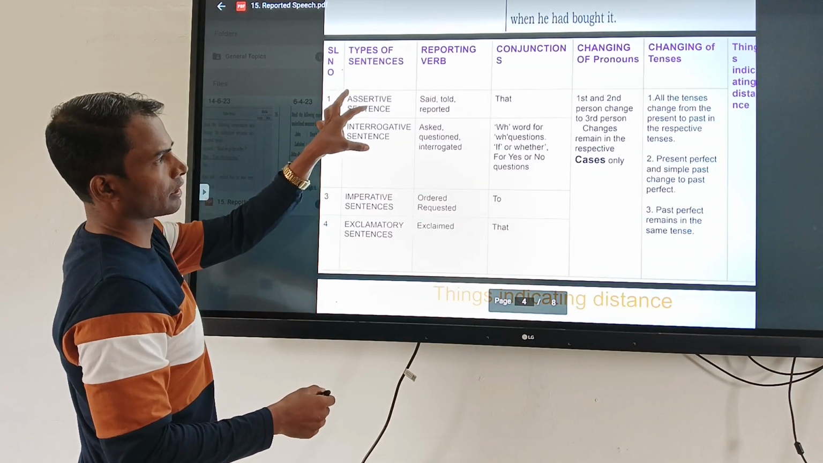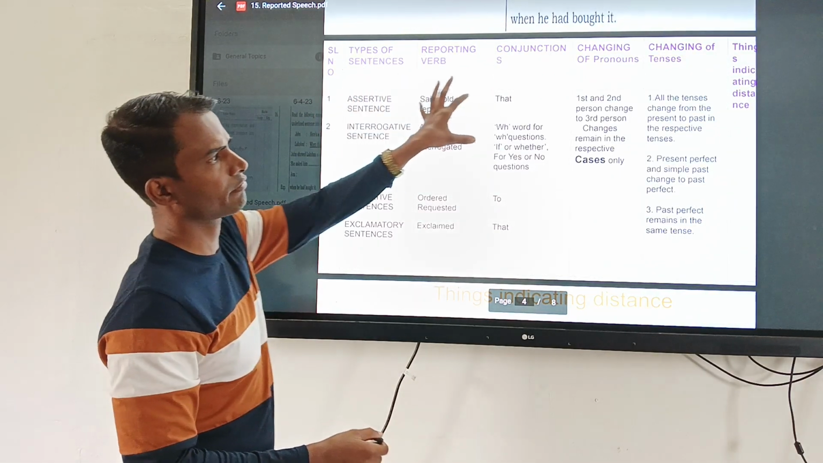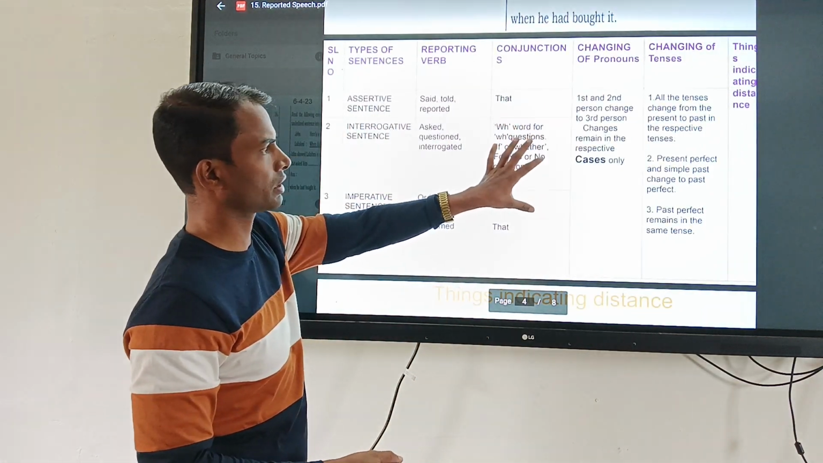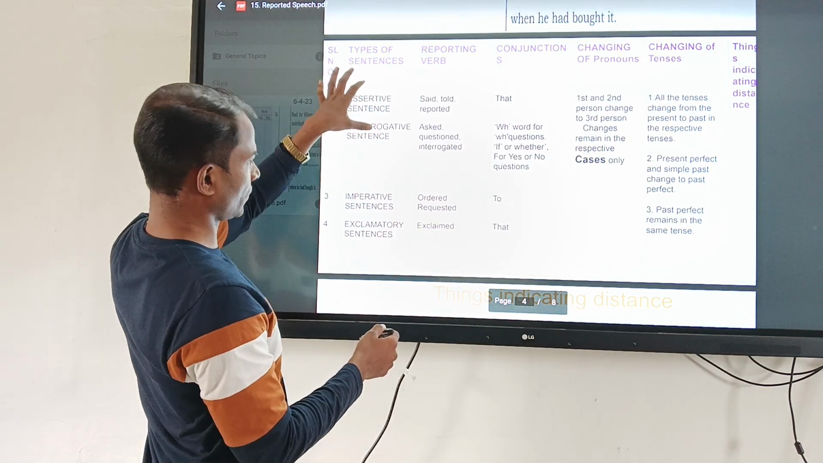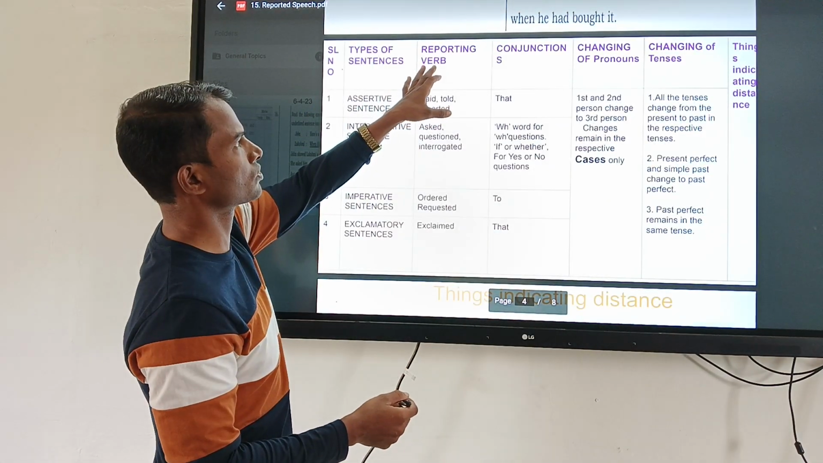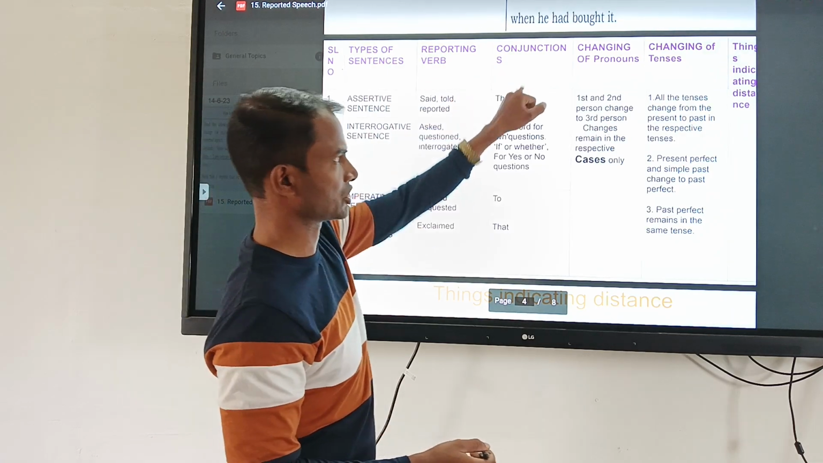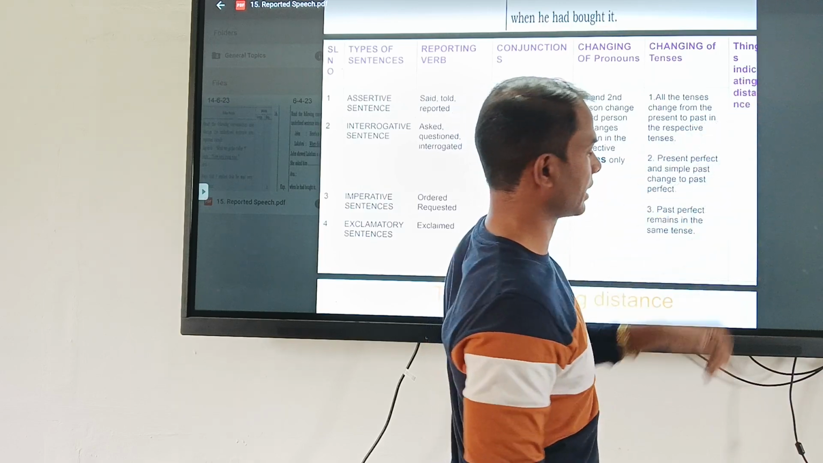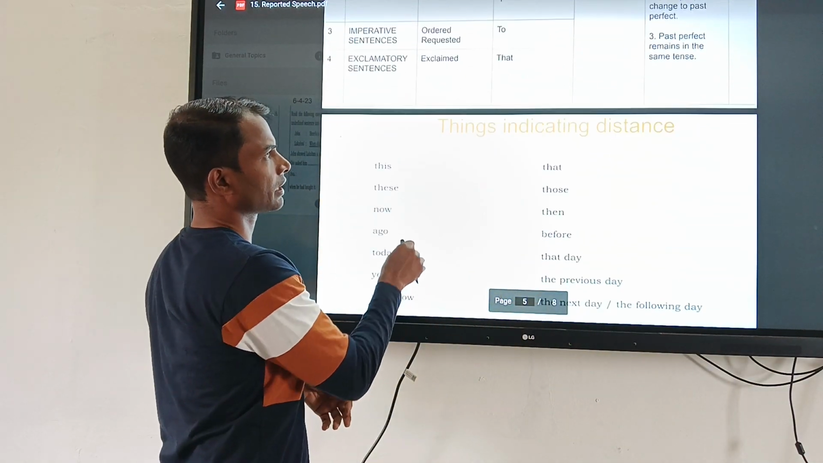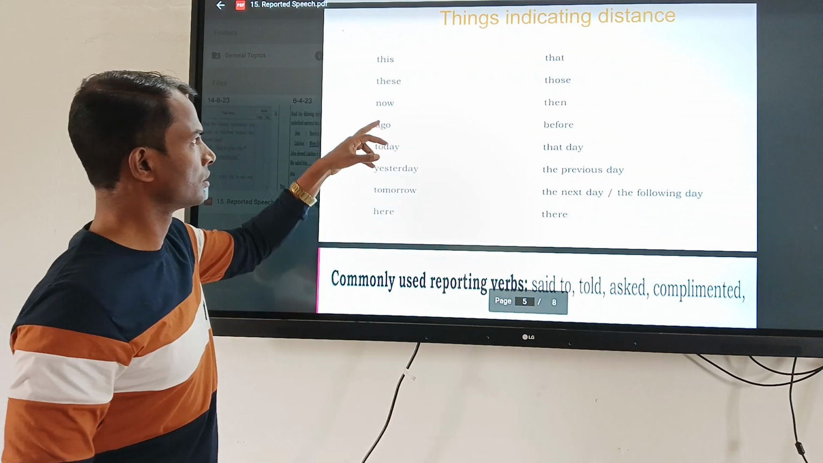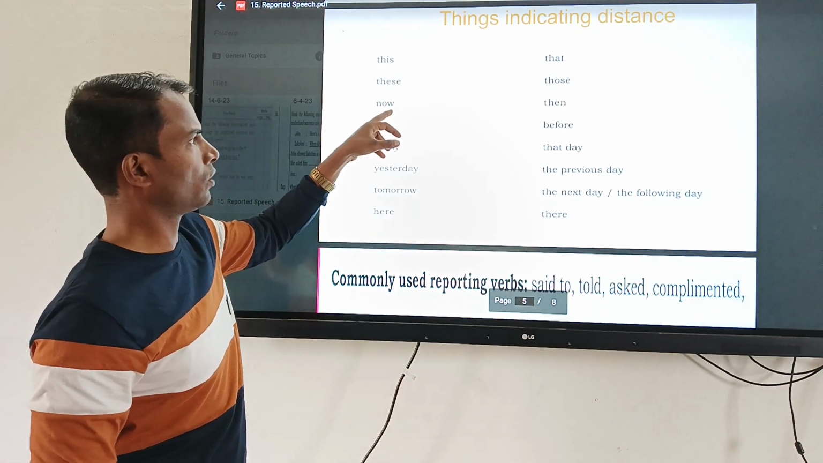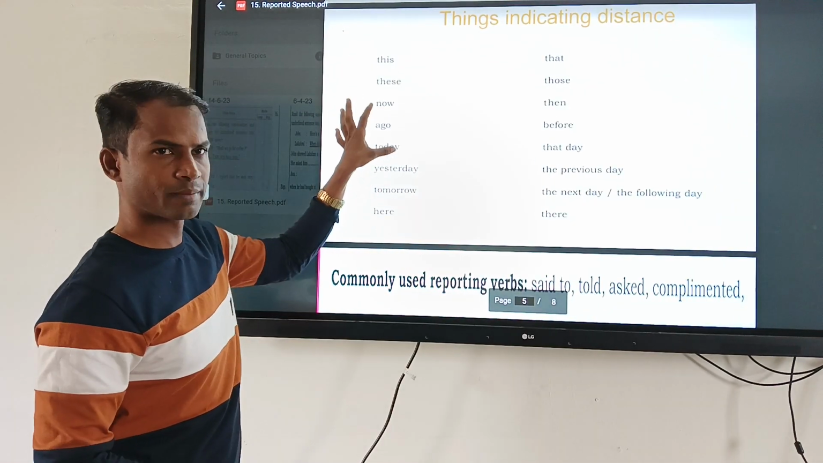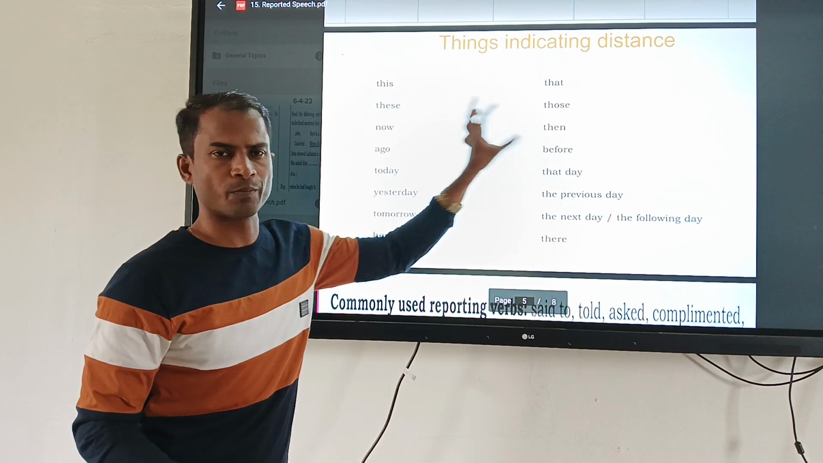Now, as I already told you, there are five changes that we are supposed to make, and these five changes are put here. Based on the types of sentences, we use reporting verbs, then conjunctions, pronouns, tenses, then things indicating distance. For things indicating distance, I just now used the word "now". "Now" changes in indirect speech into "then". In a similar way, there are so many other words also.